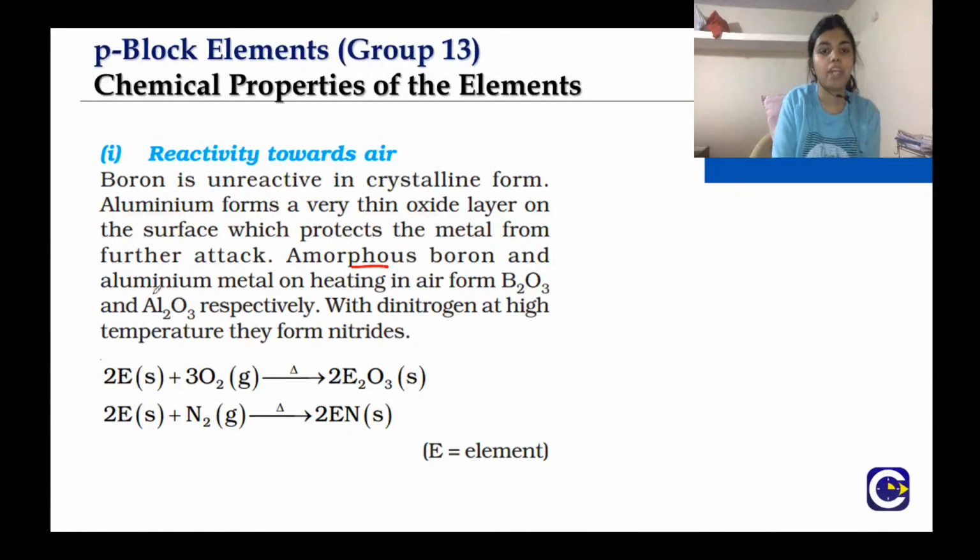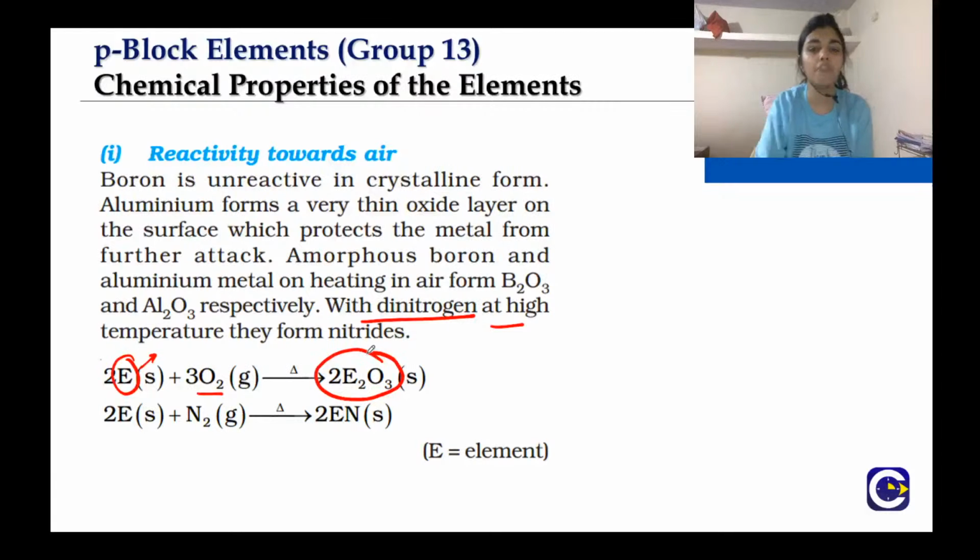Now amorphous boron and aluminium, when they react with air, the respective compounds formed are B2O3 and Al2O3, and with dinitrogen at high temperature, they form what? Nitrides. Right? So here you can remember E as a group 13 element. It reacts with oxygen to form oxide of the formula E2O3. For example, B2O3, Al2O3 and so on. And group 13 elements react with nitrogen directly at high temperatures to form nitride of the type EN. Right? So boron nitride will be BN, aluminium nitride will be AlN, and so on.